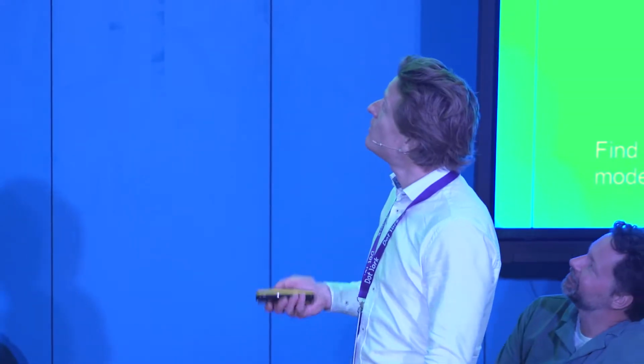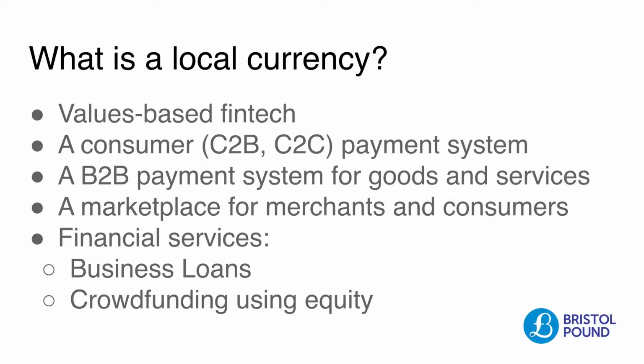So where does Bristol Pound fit into this? Well, we describe ourselves as a values-based FinTech. We're using financial technology, but for a different reason other than profit. Sure, we are a community interest company, so we are incorporated, but as a community interest company, we actually have purpose for our profit, and that purpose is in the constitution of the company. So we describe ourselves as values first.